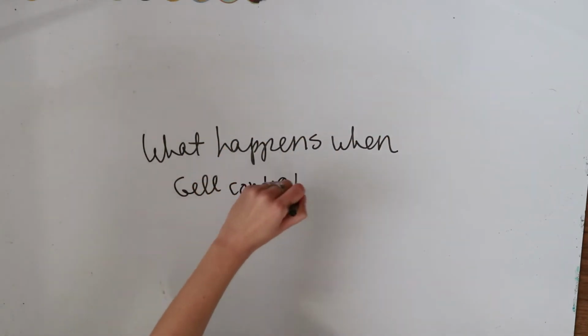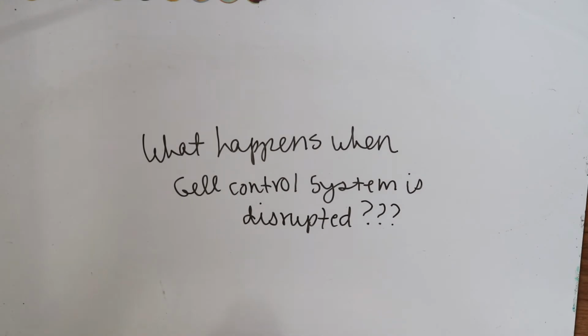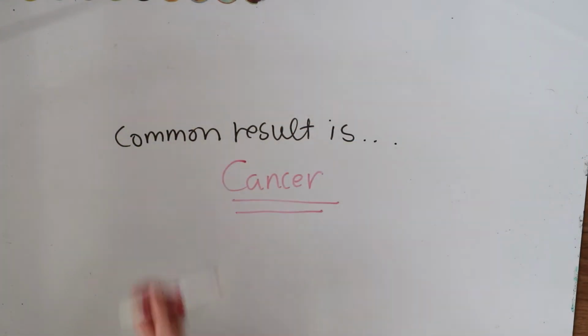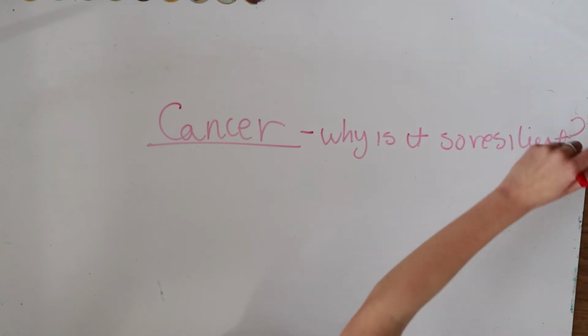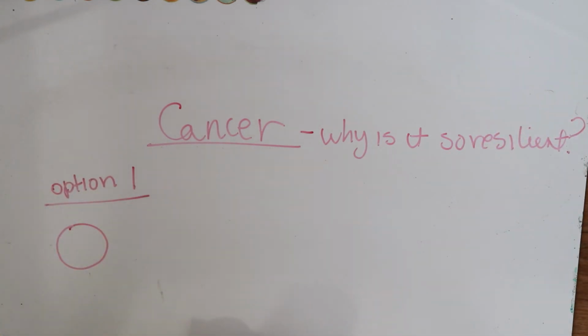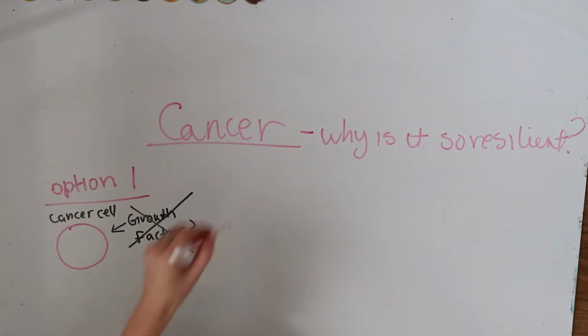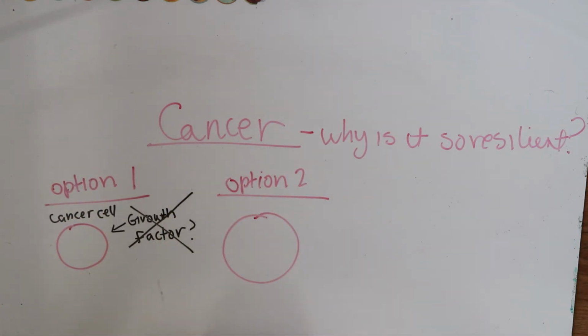So what happens when the cell control system is disturbed? Well, a common result of such disruption is cancer, unfortunately. There are many hypotheses on why cancer is so resilient to the body's immune system. It is possible that cancer cells either don't need any growth factors to divide, or they simply create their own.